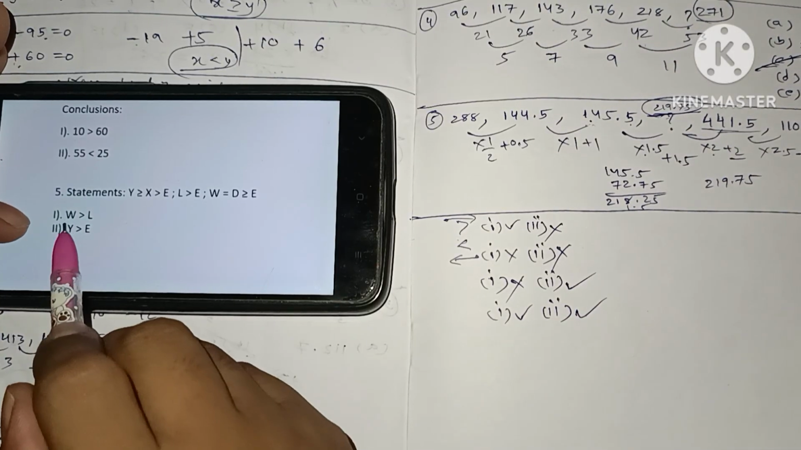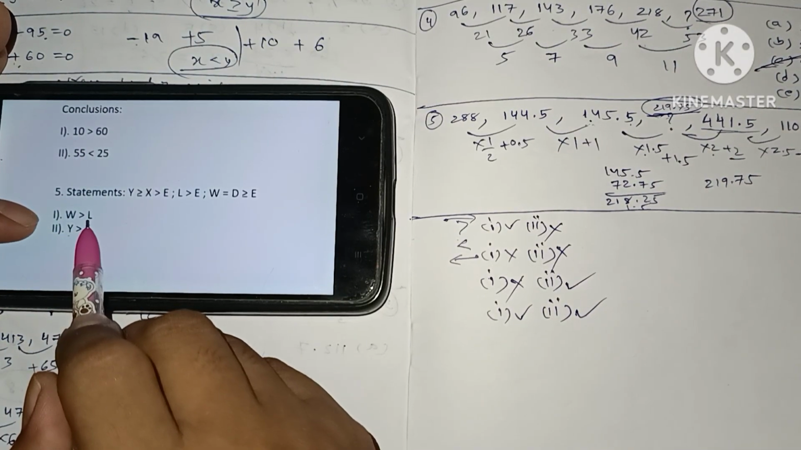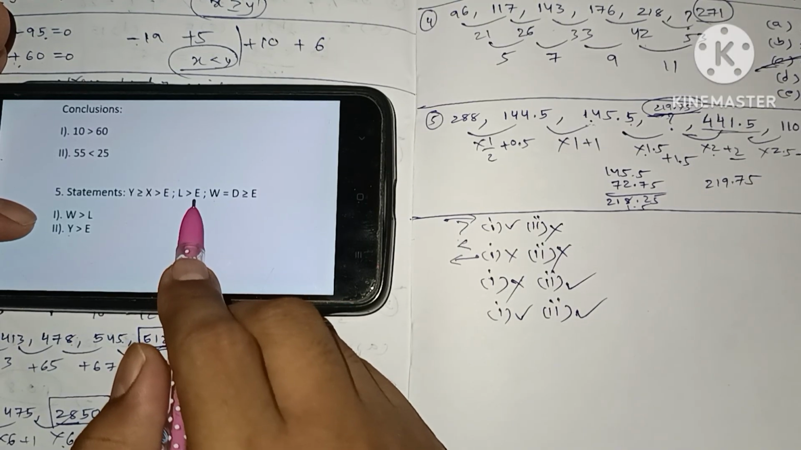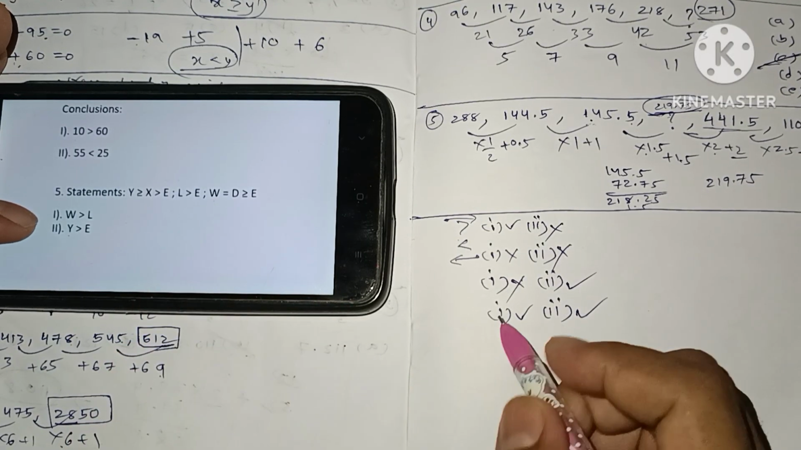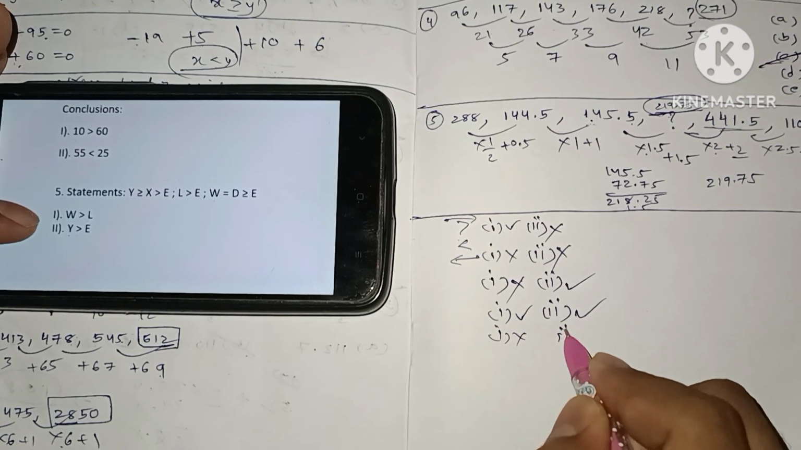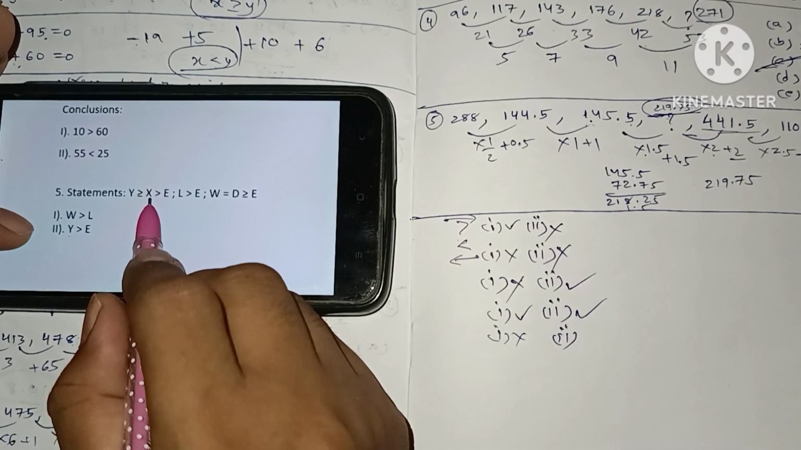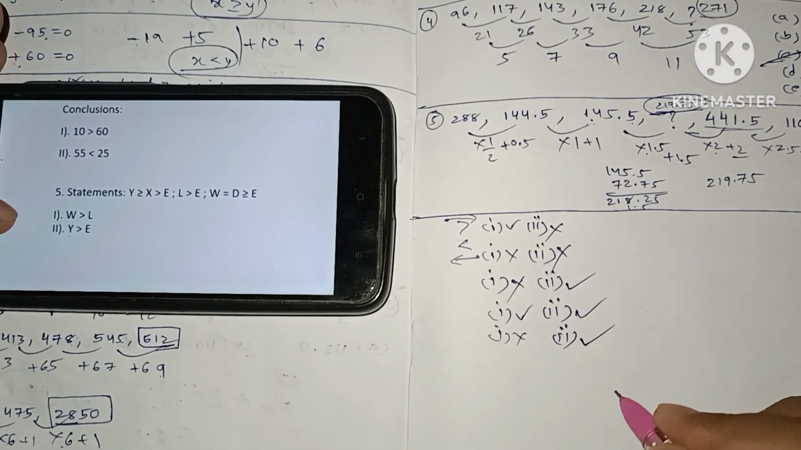Fifth question, the flow from W to L. From W we can reach D and E. From E we cannot reach L. So the first conclusion will be false. Second conclusion, the flow from Y to E. From Y we can reach X, and from X we can reach E. So the second conclusion is true.